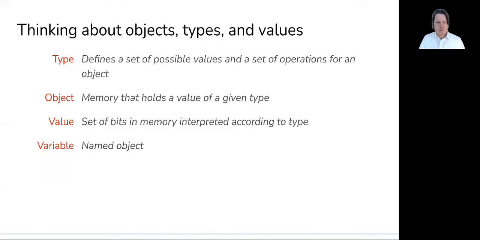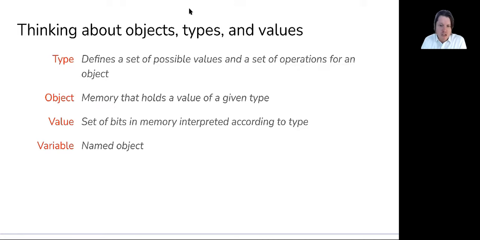So this first slide probably looks familiar. It was shown during the object types and values lecture, where we introduced just some basic vocabulary that will be used throughout this course. So we said that a type essentially defines a set of possible values and a set of operations for an object. So that's what we mean when we're talking about a type.